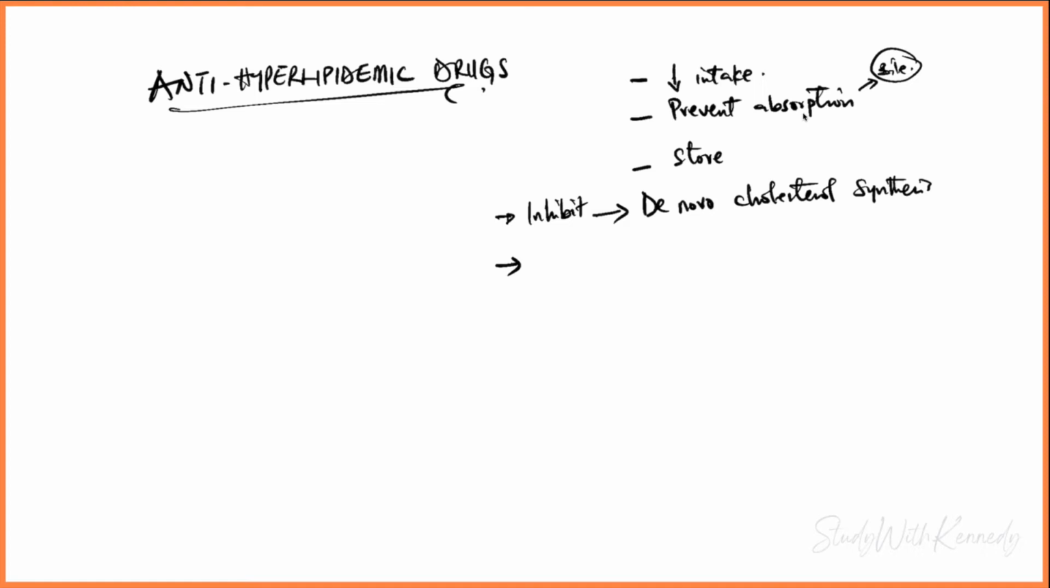So if you're going to treat with an antilipidemic drug, we'll start from the beginning. People eat these cholesterol-rich foods. How can we prevent them from eating it? Just tell them not to eat. How can we prevent them from absorbing it? That is one alternative. And then how can we put more of it into storage and remove it from circulation? How can we inhibit de novo cholesterol synthesis? And we'll see how we play around with all of these ideas.